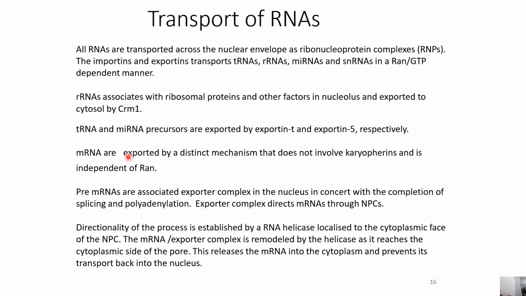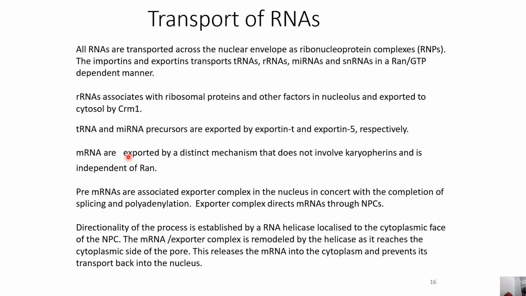Now, all RNAs are transported across the nuclear envelope as ribonucleoprotein complexes. The importins and exportins transport tRNAs, rRNAs, miRNAs, and snRNAs in a GTP-dependent manner. rRNAs associate with ribosomal proteins and other factors in the nucleolus and are exported to the cytosol by CRM1. Now, tRNA and miRNA precursors are exported by exportin-t and exportin 5 respectively.